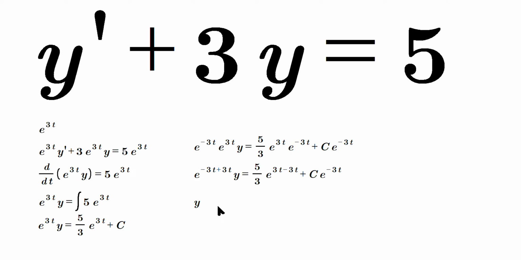That leaves only y, in other words. 3t minus 3t is 0, e to the 0 is 1. That leaves only 5/3, in other words, plus c e raised to the negative 3t. Then you can find c as needed depending on the conditions you're given.